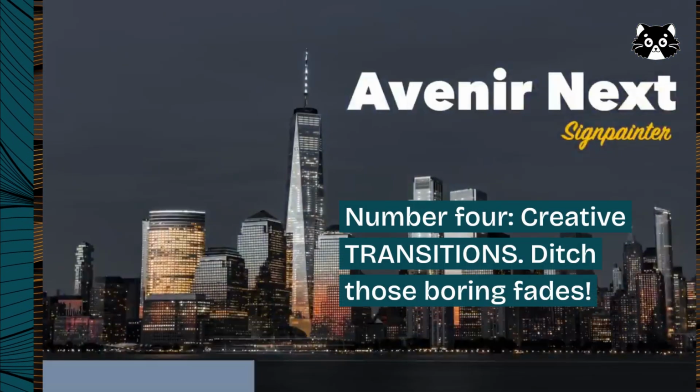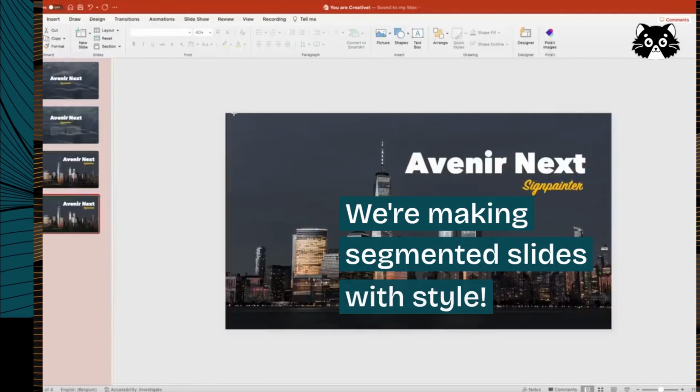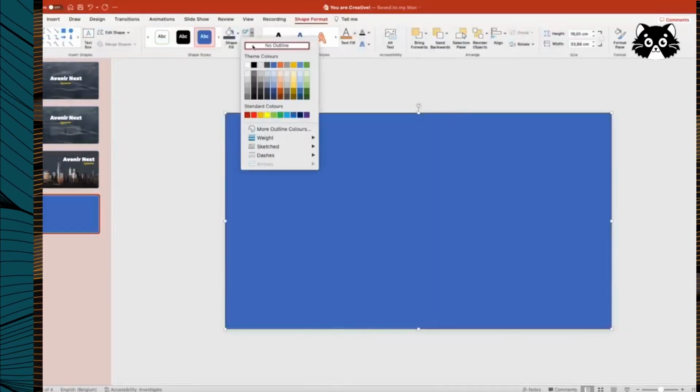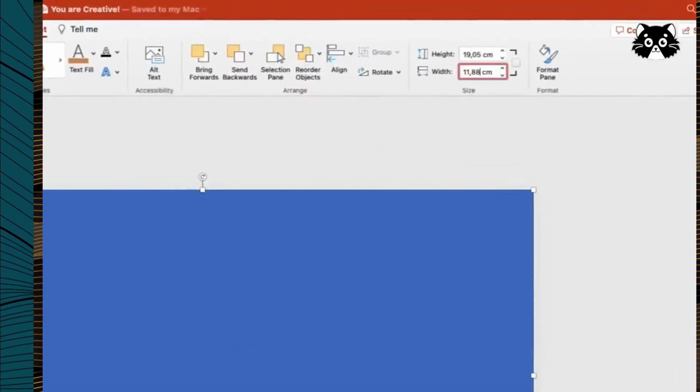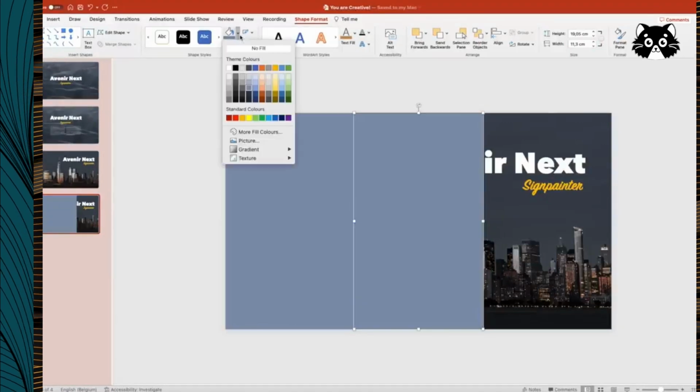Number 4, creative transitions. Ditch those boring fades. We're making segmented slides with style. Start with your background, add your title, and duplicate the slide. Now, divide the slide into thirds and throw in some circles, icons, and text.